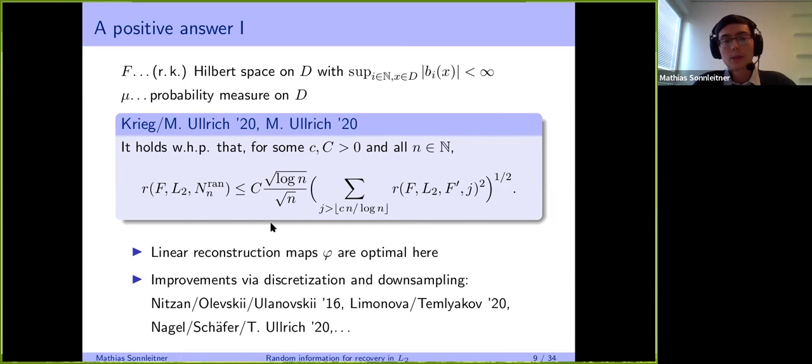And let me mention that the original interest here was the power of standard information versus general linear information. And there were some improvements in this direction via discretization and downsampling techniques, which improve this n over log n to an n.